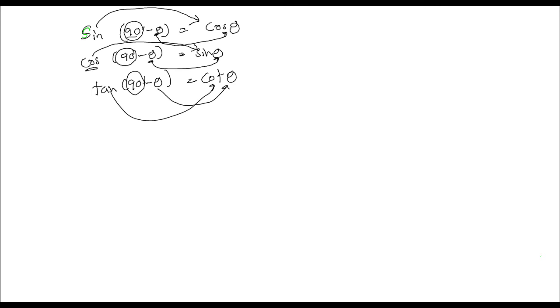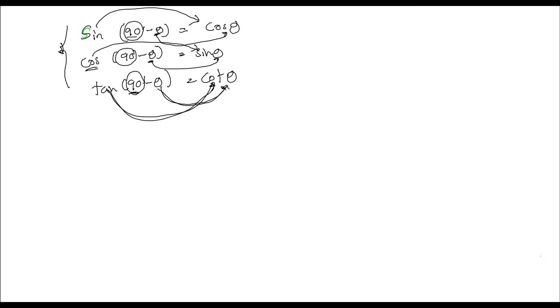This is something even the smartest students mix up sometimes, because it's not a hard thing, but sometimes you just get confused. So remember, it's only when you have 90. Sine 90 minus theta, sine becomes cos, theta comes as it is; cos becomes sine, theta comes as it is; tan becomes cot, theta comes as it is.